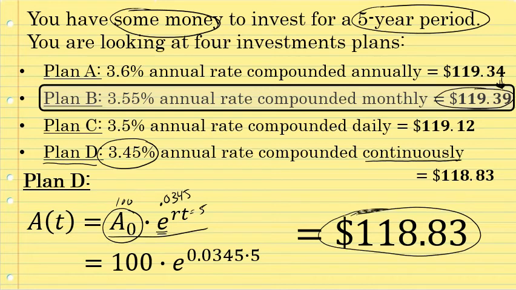The difference would be greatly magnified if you were investing a lot more money. If you were investing $1 million or $10 million or were in charge of a mutual fund which invested hundreds of millions of dollars, choosing the best investment plan would be vital. In any case, regardless of the amount invested between these 4 plans, Plan B, a 3.55% annual rate compounded monthly, is the best plan of any of the 4.